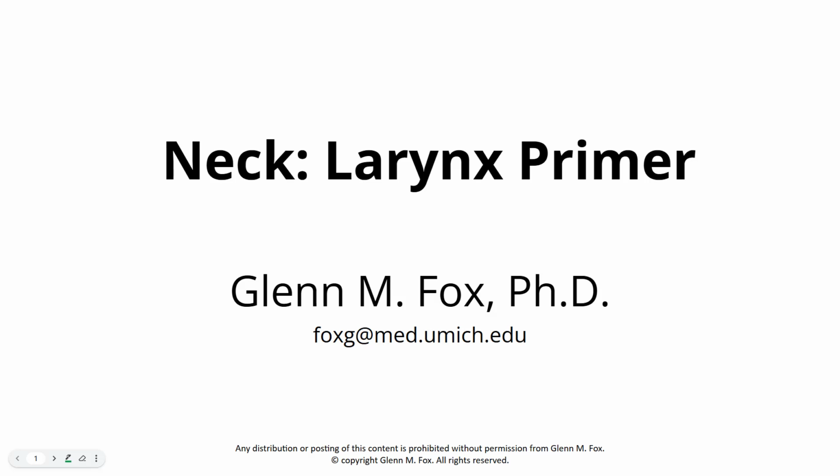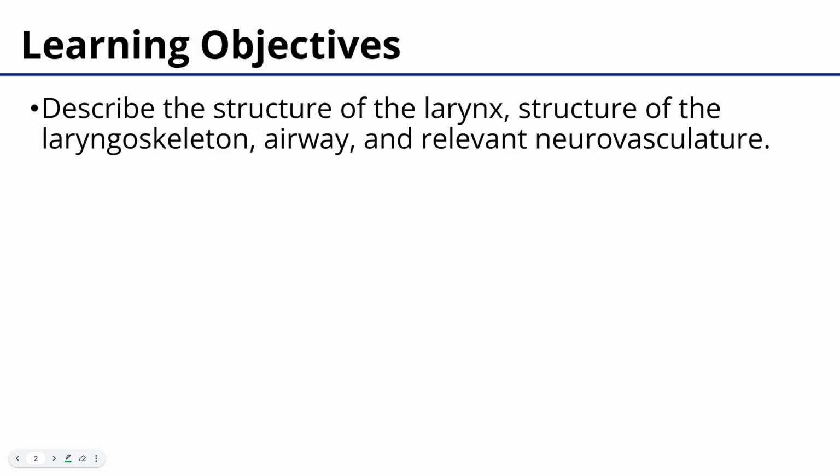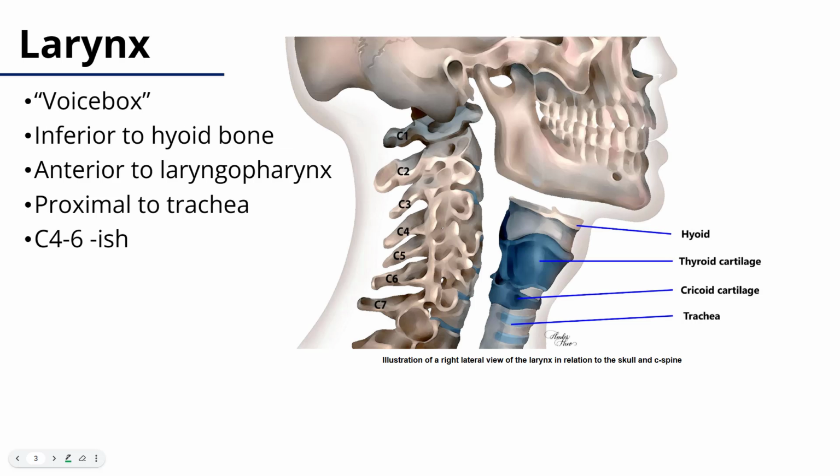Hi, this is Dr. Fox, and let's talk about the larynx. In this video, we'll describe the structure of the larynx, the structure of the laryngoskeleton, the airway, and any relevant neurovasculature. So the larynx, or colloquially the voice box, is the cartilaginous structure that hangs inferiorly from the hyoid bone.